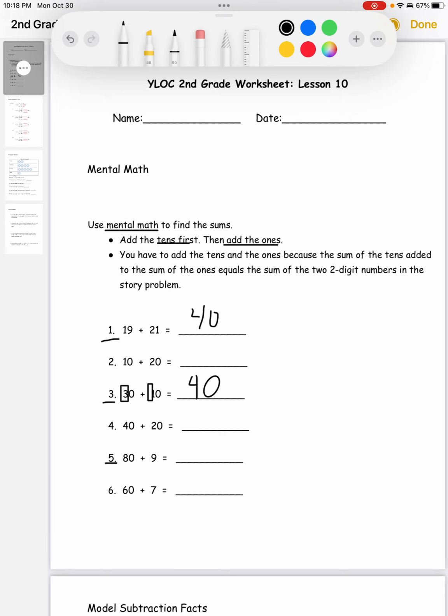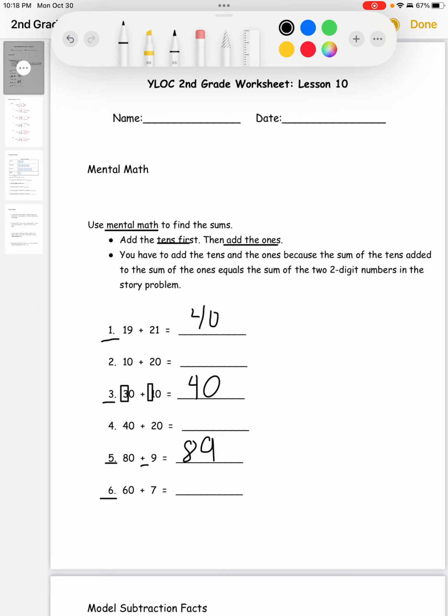Now solve question number 5. So there's no tens place for 9, since it's just a single digit number. So we would write down 8, then add the ones. 0 plus 9 equals 9. So 80 plus 9 would equal 89.